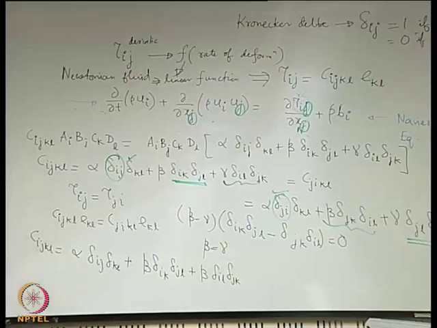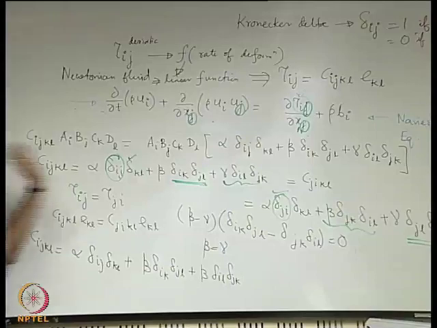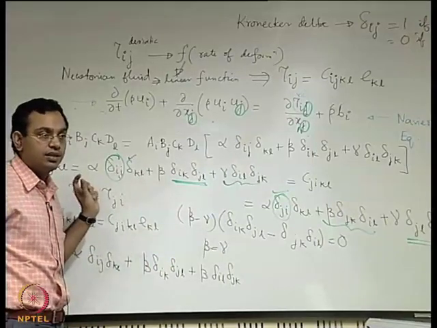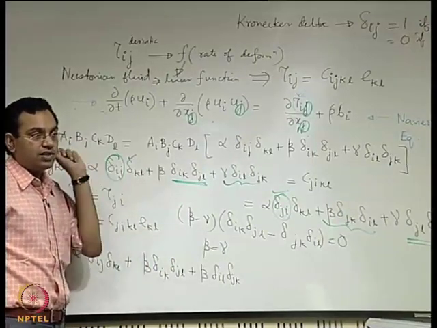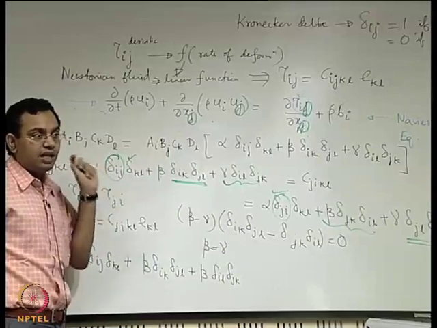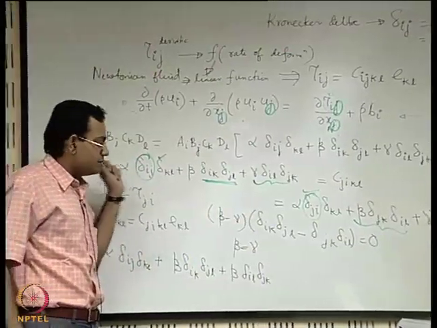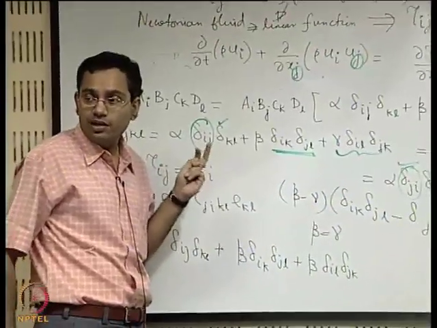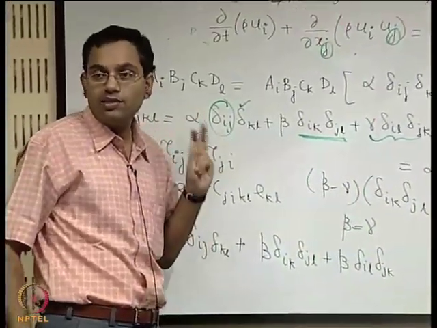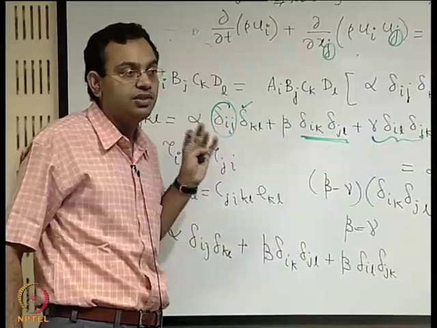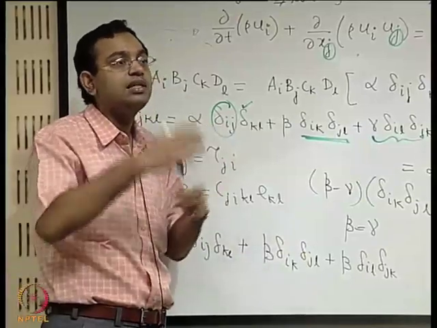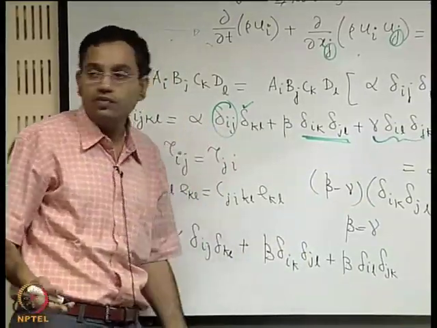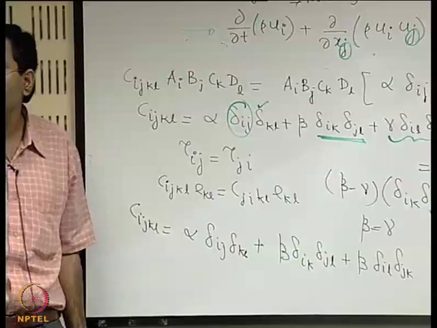So, how many independent material constants do we have? 2. Keep in mind that there is an exact analogy with mechanics of solids. If you have a solid material, say an elastic material, how many independent material constants do you require to specify its behavior? 2 independent constants: modulus of elasticity and Poisson's ratio. You can express the rigidity modulus in terms of any of these 2. So, you require only 2 independent material constants.